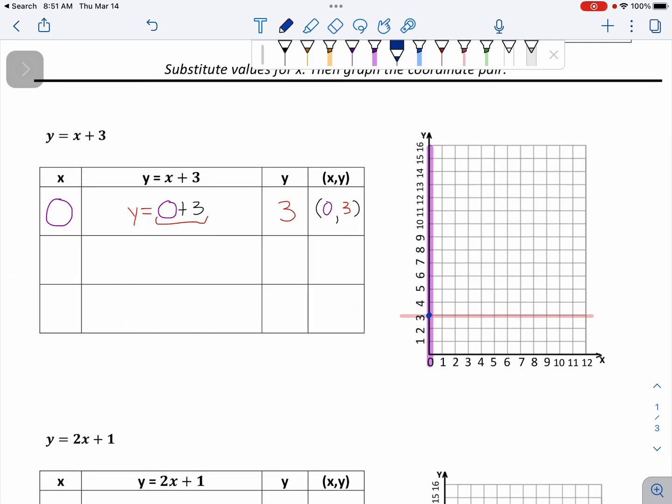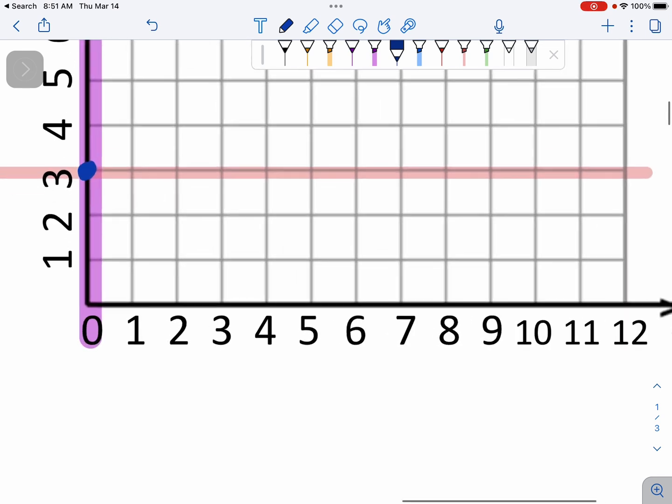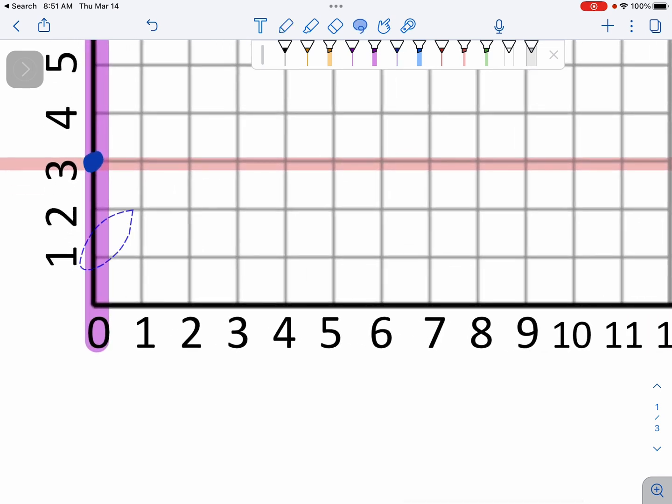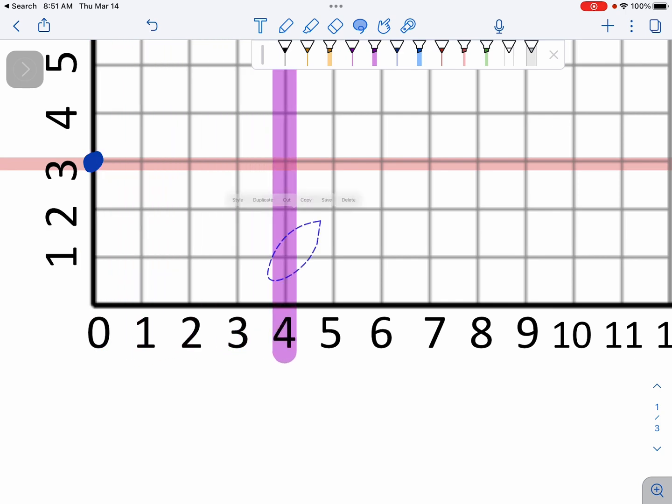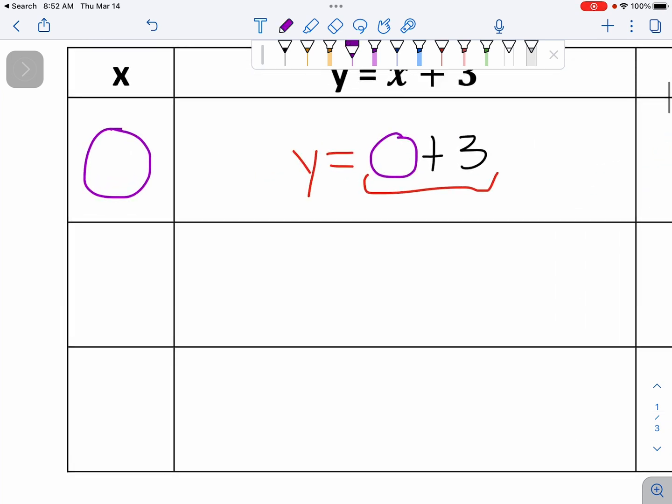Now I'm going to pick another number. I need to pick something in between 0 and 12. I could pick 1, but do you see how close together these numbers are? I'm going to pick something a little further over. Let's pick 4. Again, I can pick whatever I want. If I wanted a decimal, I could pick a decimal as well. But I don't think that would be a very good idea because it's hard to graph a decimal.